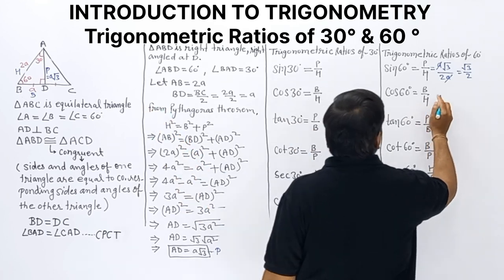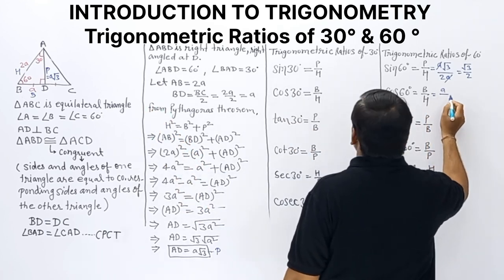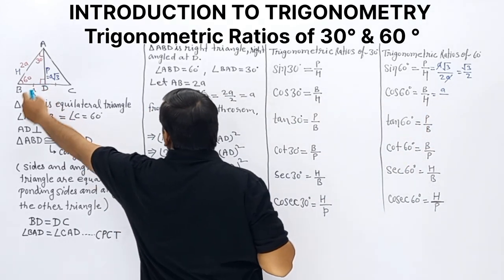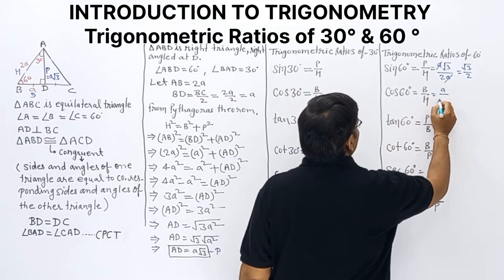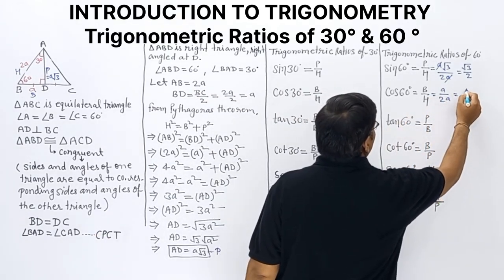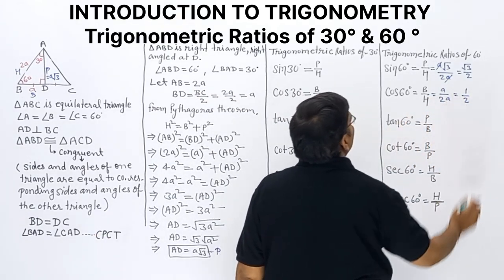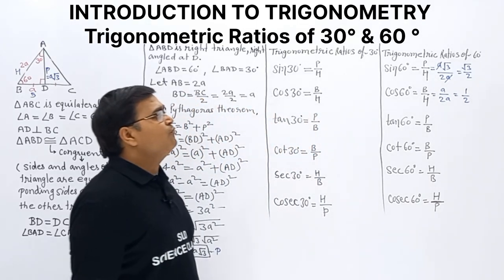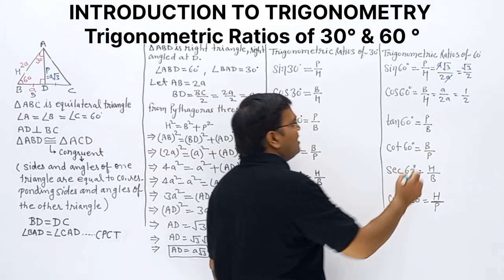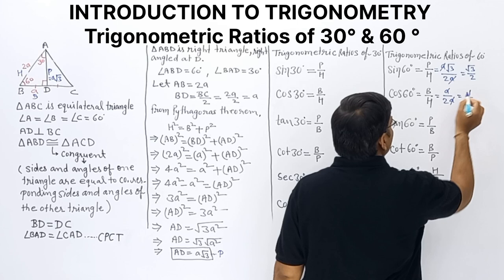Now cos 60 is base upon hypotenuse. What is the base? Base is A for the 60 degree, because we are taking 60 degree as the acute angle. So A upon H, H is 2A. What will be the value? 1 by 2. Cos 60 is 1 by 2. A and A cancel, then we get the result.